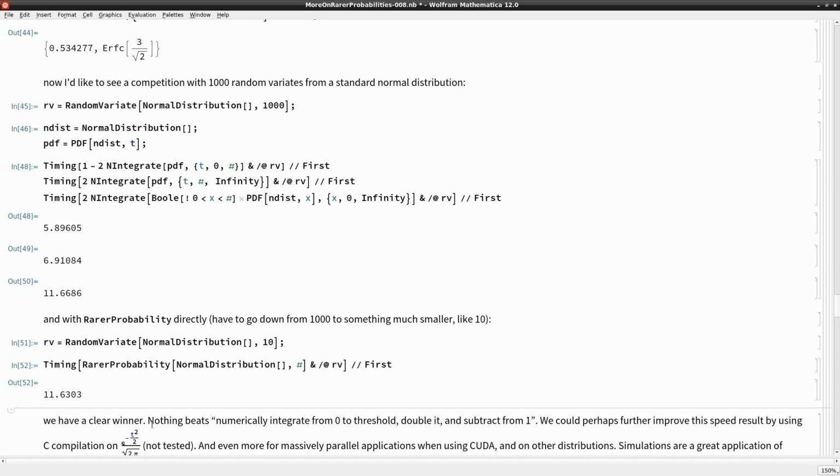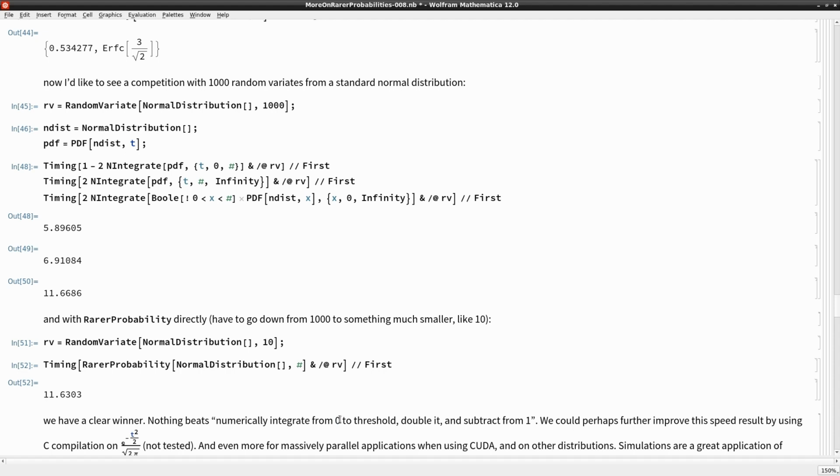Okay, so we have a clear winner. Nothing beats the version that I would describe as numerically integrate from 0 to threshold, double it, and then subtract from 1. Now keep in mind, the center doesn't have to be 0. I'm using 0 here, but the standard normal distribution and also the non-standard normal distribution always are symmetric. So the center doesn't have to be 0, but it is symmetric, and we can exploit that fact in order to speed everything up.